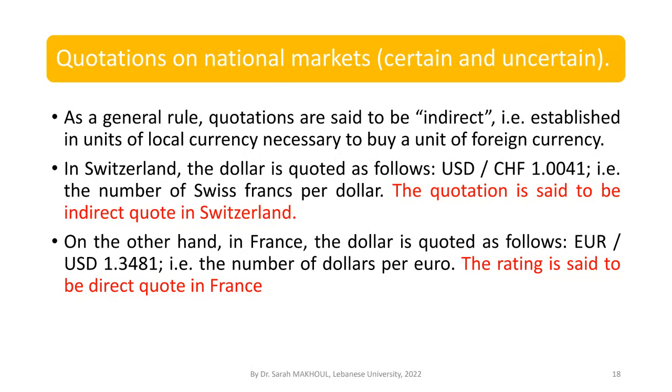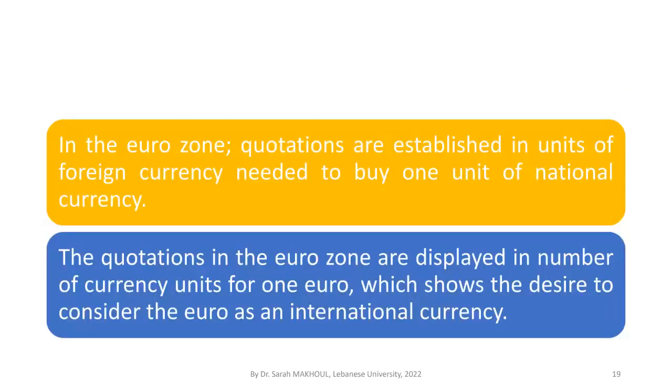Once you know the location and the current exchange or the national currency, you will get to know if you are dealing with a direct or indirect quotation market. In the Eurozone, quotations are established in units of foreign currencies needed to buy 1 unit of the national currency. The quotations in the Eurozone are displayed in number of currency units for 1 euro, which shows the desire to consider the euro as an international currency.